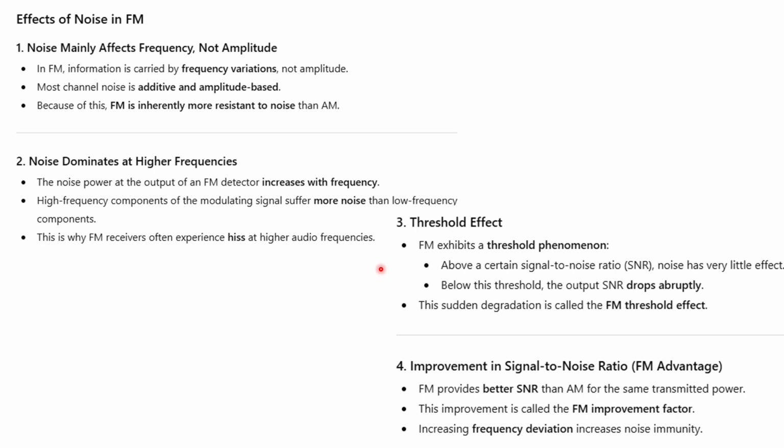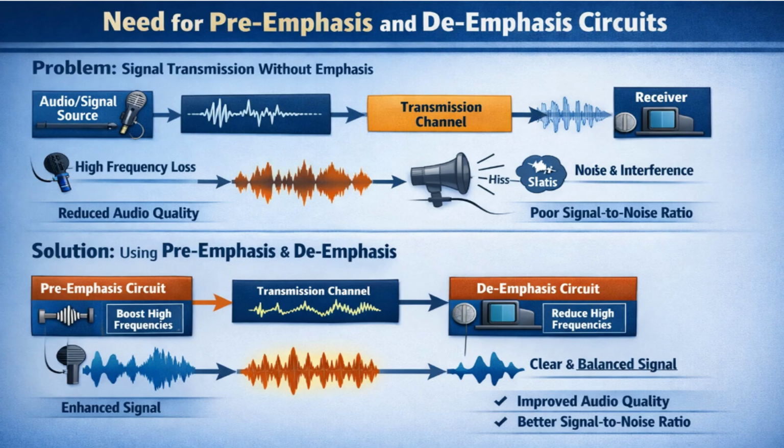And threshold effect: FM exhibits a threshold phenomenon. Below this threshold, the output SNR drops abruptly, and above it the SNR improves. That is the advantage of FM, right? FM provides better SNR compared to amplitude modulation.